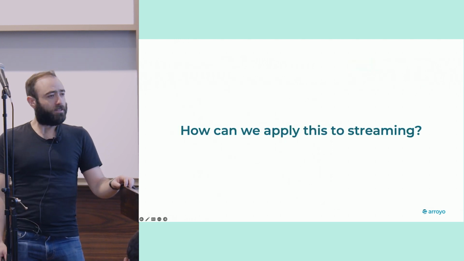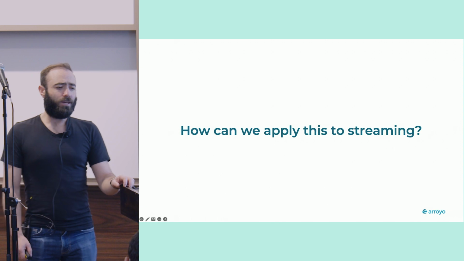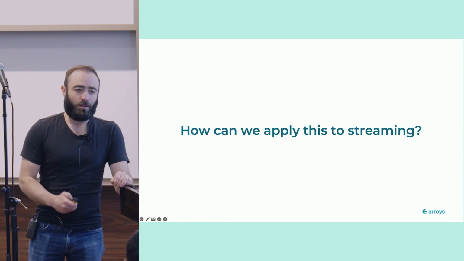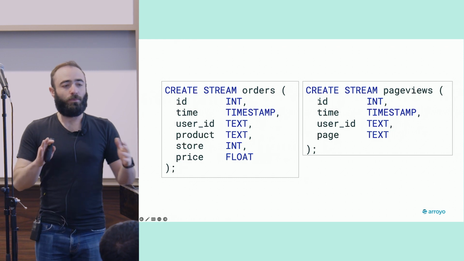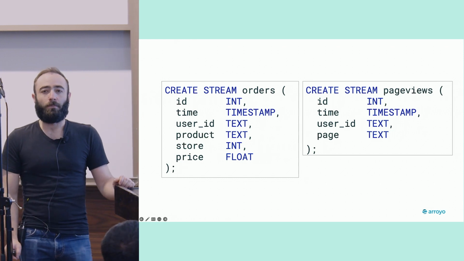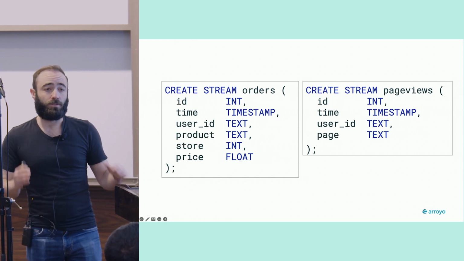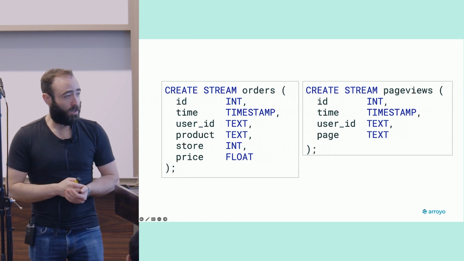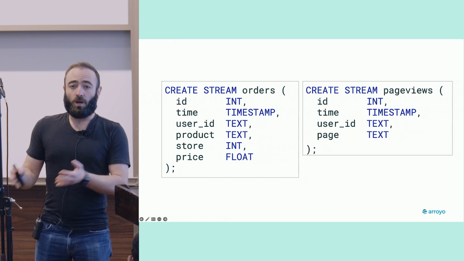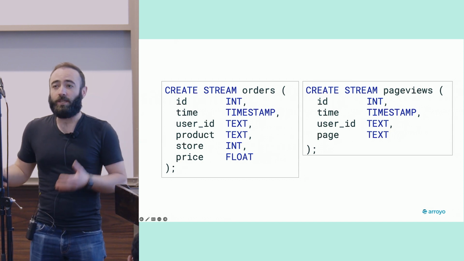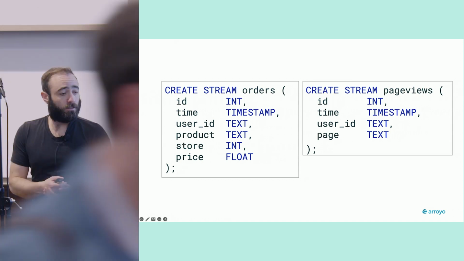So that's the batch case. But how do we apply this to streaming? We take that first query, and we basically want to create a mapping from those concepts, those relational algebra operations and sets, into a new paradigm where we're talking about unbounded data, so data that never ends.